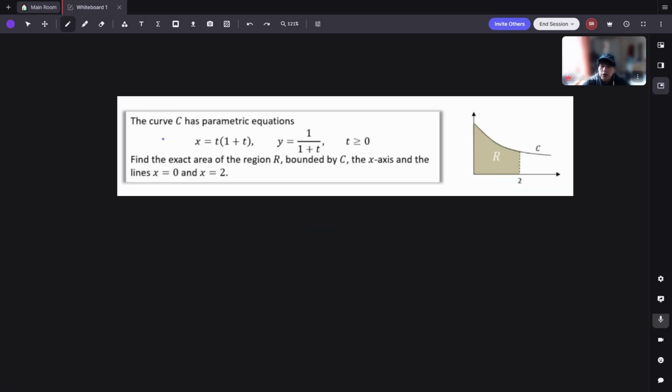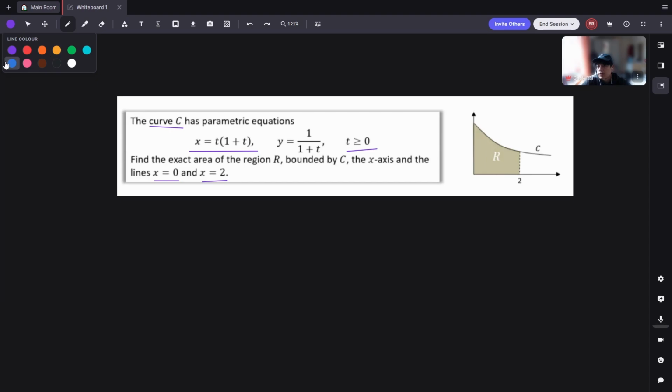So we got another question from Mr. Bison Maths. It says curve C has parametric equations x equals t multiplied by 1 plus t and y equals 1 over 1 plus t, where t is greater than or equal to 0. We need to find the exact area of the region R bounded by C, the x-axis, and the lines x equals 0 and x equals 2. So how do we go about doing this?